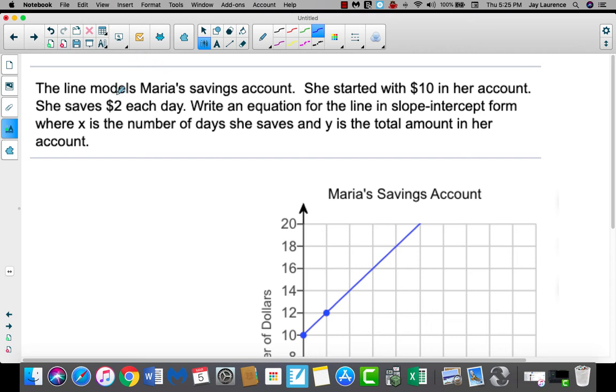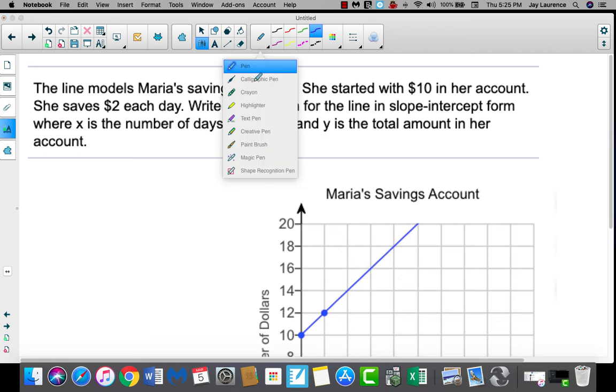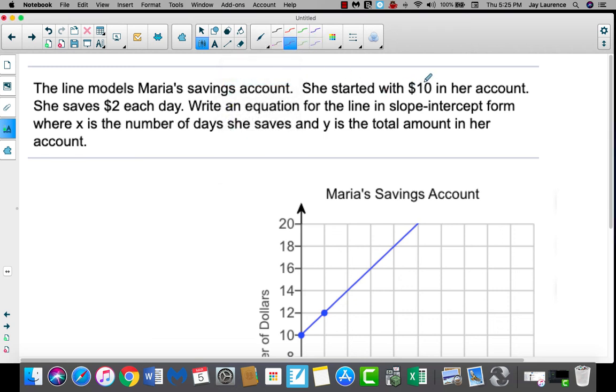Okay. The line models Maria's savings account. She started with $10 in her account. If you don't realize it, they just told you the y-intercept. Yep, that's the y-intercept. That's B. She saves $2 each day. Oh my gosh, what the heck is that? That's a slope.